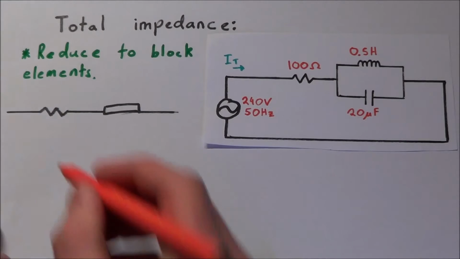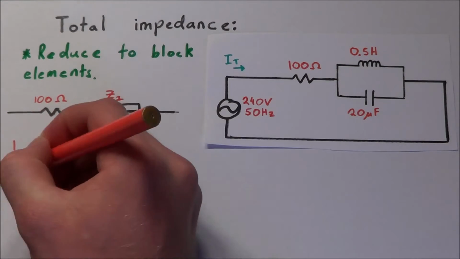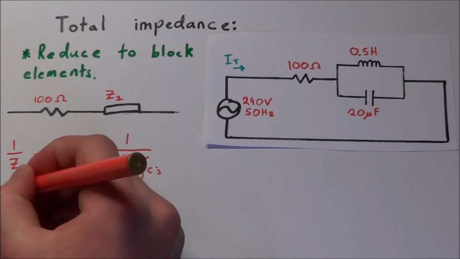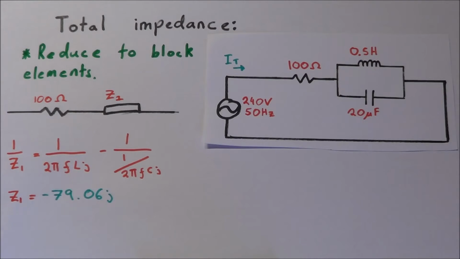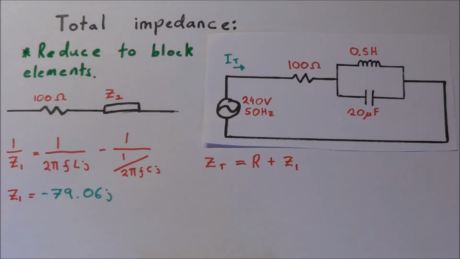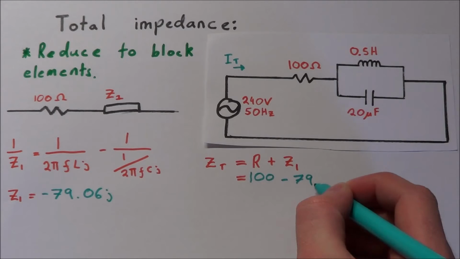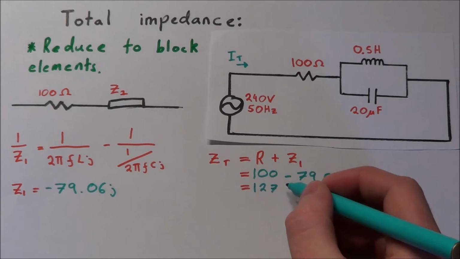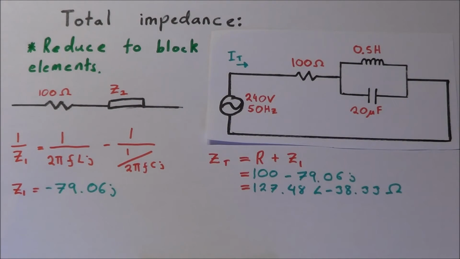The inverse impedance of the parallel network equals the inverse impedance of the inductor minus the inverse impedance of the capacitor. Solving for Z1, we give a value of negative 79.06 J. The total impedance can then be worked out to be equal to the resistance plus Z1. This gives a value of 127.48 ohms with an angle of negative 38.33 degrees.